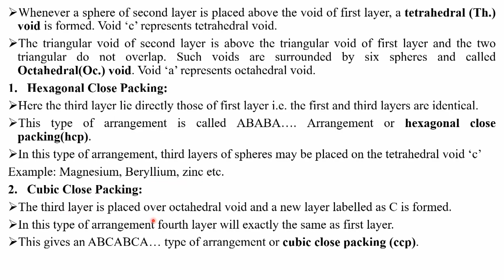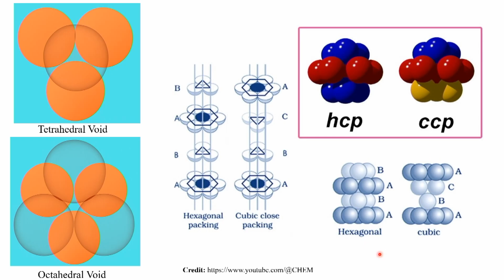Then we discuss cubic close packing. The third layer is placed over the octahedral void and a new layer labeled C is formed. In this type of arrangement, the fourth layer will be exactly the same as the first layer. This gives an ABC type of arrangement, or cubic close packing, CCP. So here you can see the octahedral void is shown here, then the tetrahedral void is shown here. This is the example of HCP, this is CCP, this is hexagonal, this is cubic close packing, how it looks. So ABC like this, and for hexagonal AB like this.